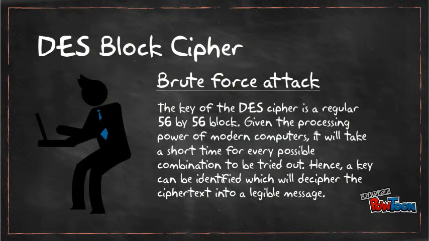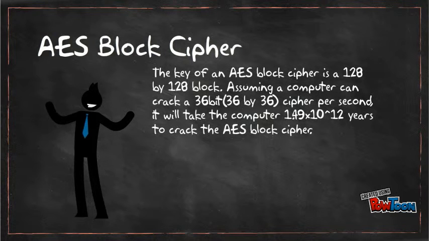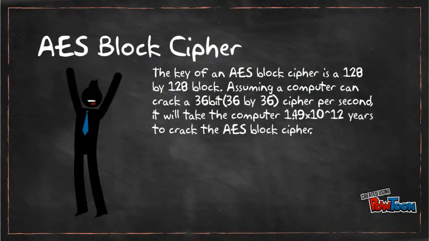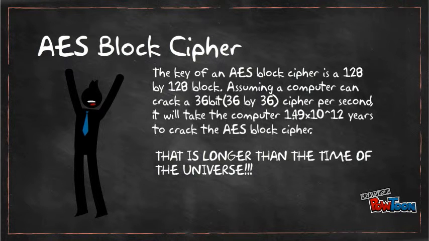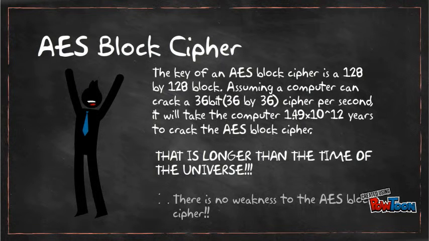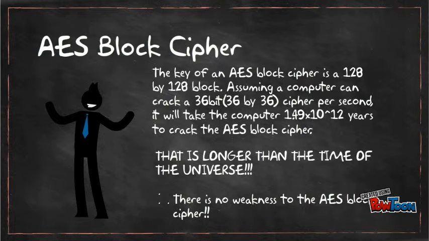The key of an AES block cipher is a 128-bit block. Assuming a computer can crack a 56-bit cipher per second, it will take the computer approximately 1.49 times 10 to the power of 12 years to crack the AES block cipher. That is longer than the age of the universe. So there is no weakness to the AES block cipher.